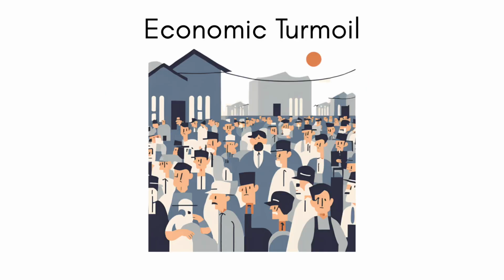By the late 1920s, the world was already fragile. Then, in 1929, the Great Depression hit. Stock markets crashed, banks failed, and millions lost their jobs. In Germany, hyperinflation made money worthless. People burned cash to stay warm.